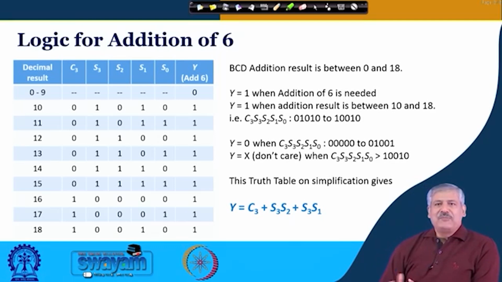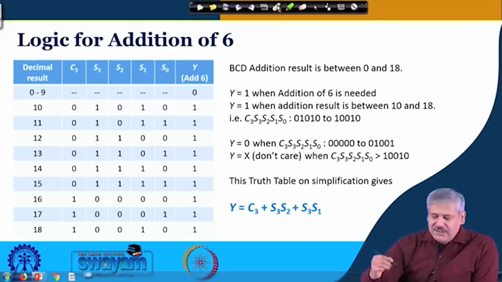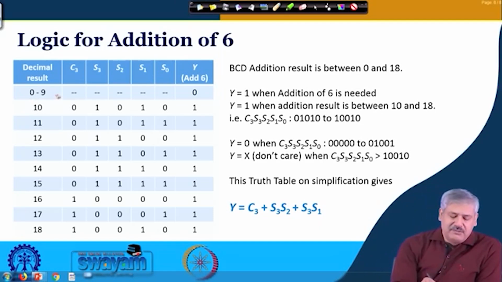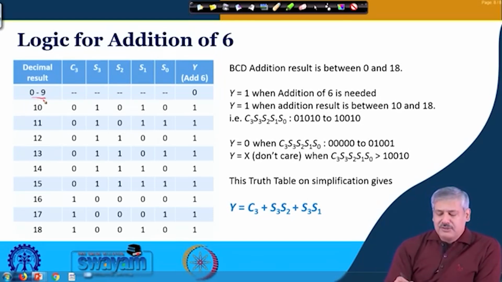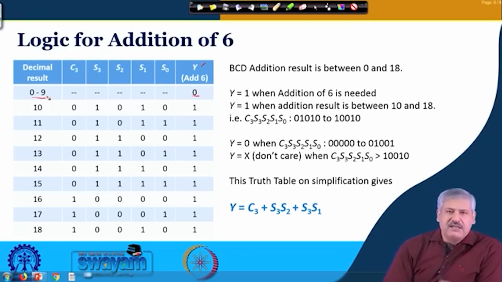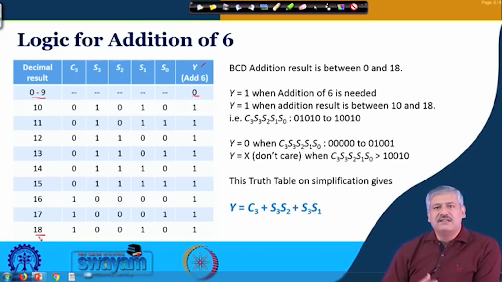So, what is that logic? Because it will be part of the circuit. You have to develop the corresponding adder, BCD adder. So, we see that for a decimal result, when it is remaining between 0 to 9, whether addition of 6 is required or not, if we take this as an output y, y will be 0, which means no addition of 6 is required. Now, instead of the result being 0 to 9, if it is 10, 11, 12 and up to 18, it is possible for 2 numbers getting added to be 9 and 9, that is the maximum. So, in each of these cases this output is 1, because addition of 6 is required.